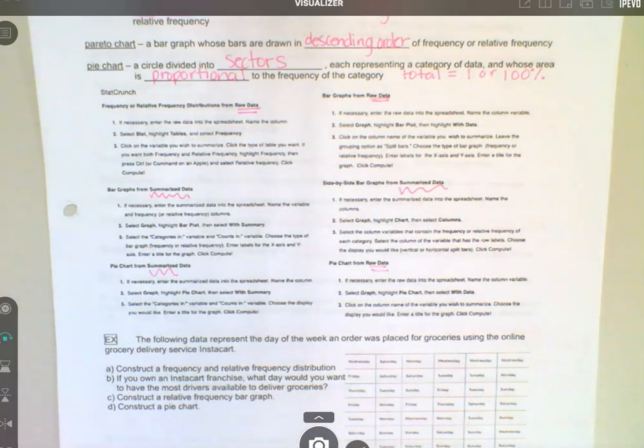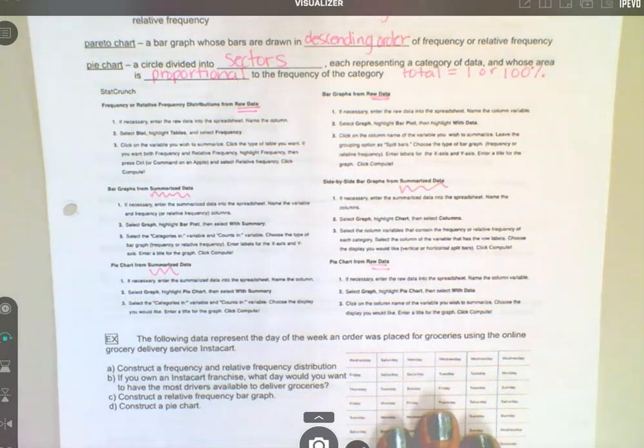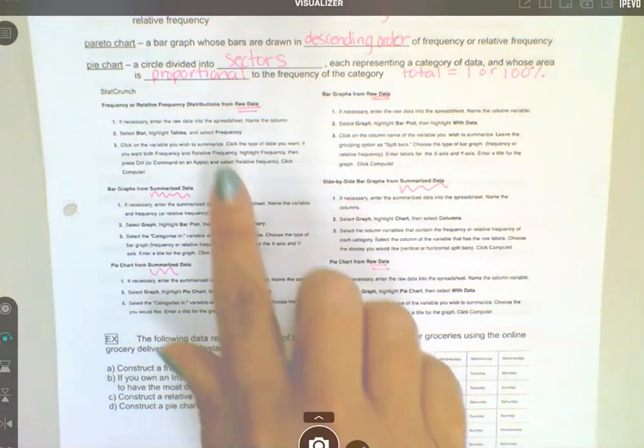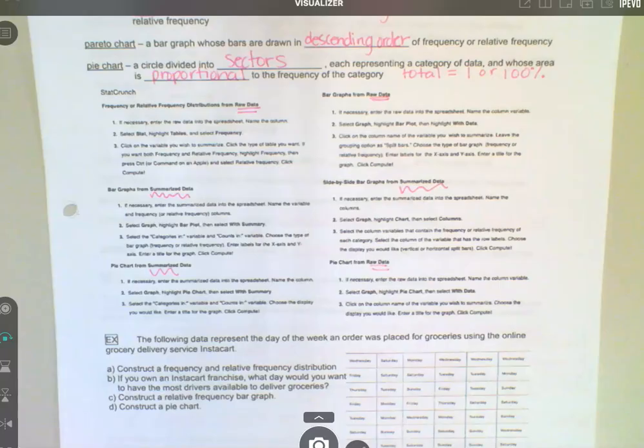The first is that it asks us to construct a frequency and relative frequency distribution. So this is raw data. So I am going to be able to use my StatCrunch steps here. So give me a second to switch over to a different screen.